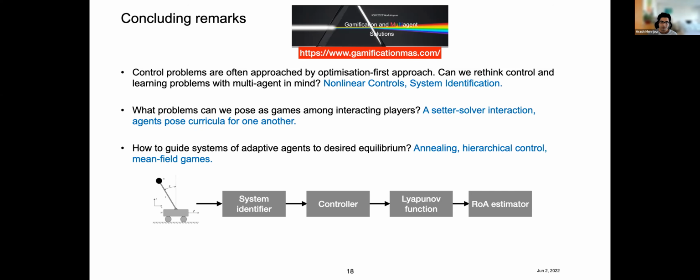Normally in control theory, we start from the system, then we do system identification if we don't have the system, then we design the controller using that identified system. If we also want to estimate the region of attraction, we estimate the Lyapunov function from the closed-loop system, and then use it to estimate the region of attraction to assess the stability of the system.